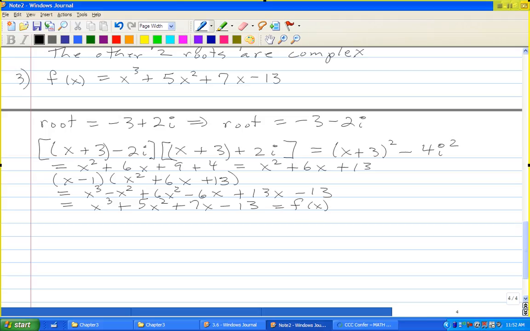So find the remaining 0. The remaining 0 is found by setting x minus 1 to 0, so x is equal to 1. And so the remaining 0 is 1.